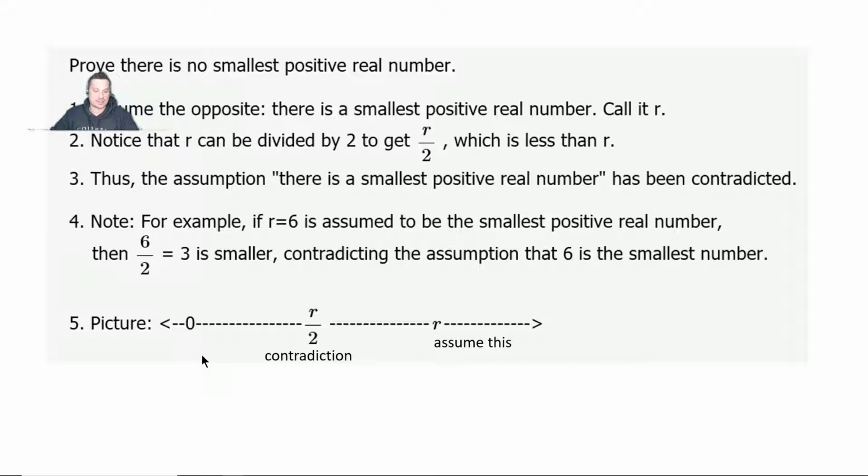So here's the question. Prove that there's no smallest positive real number. That's a good enough statement for our purposes. Let's see what happens here. So we're going to do this by contradiction. That means the following. Assume the opposite.